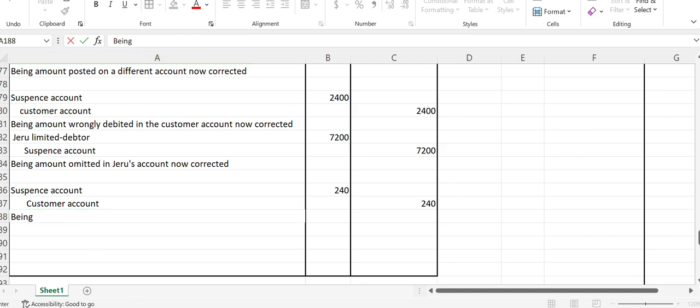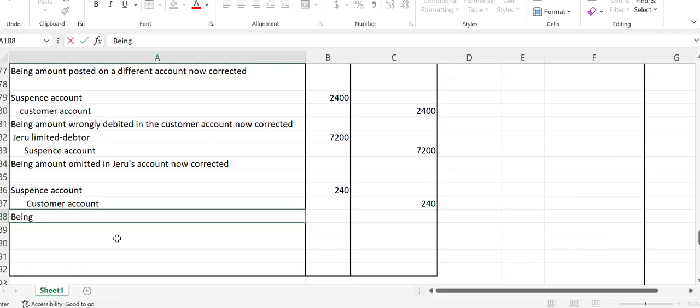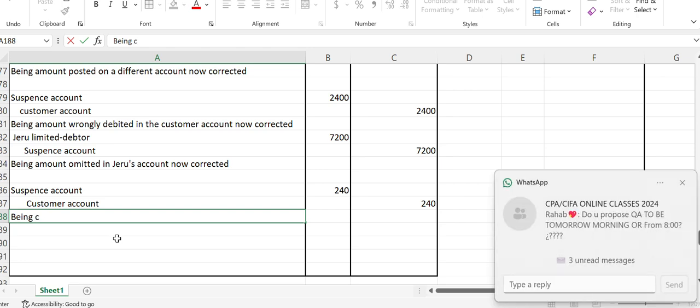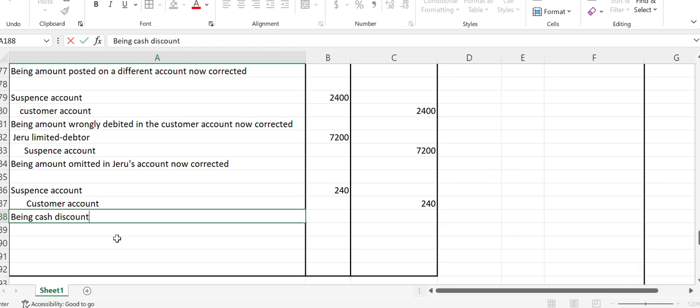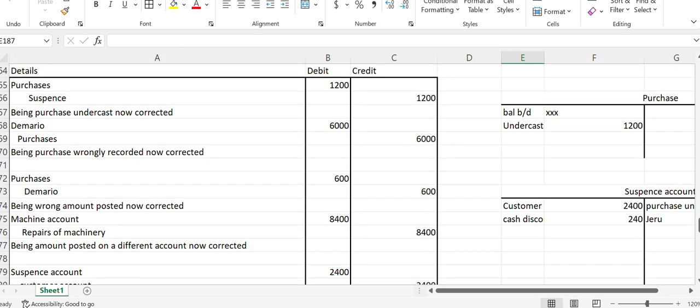Let me see the narration. You can always write it in your own language as long as you start with that word, bin. So bin what? Bin cash discount, bin this cash discount not posted, now posted. So with that, you are done with the ledger accounts, and you get all your marks opening those ledger accounts.